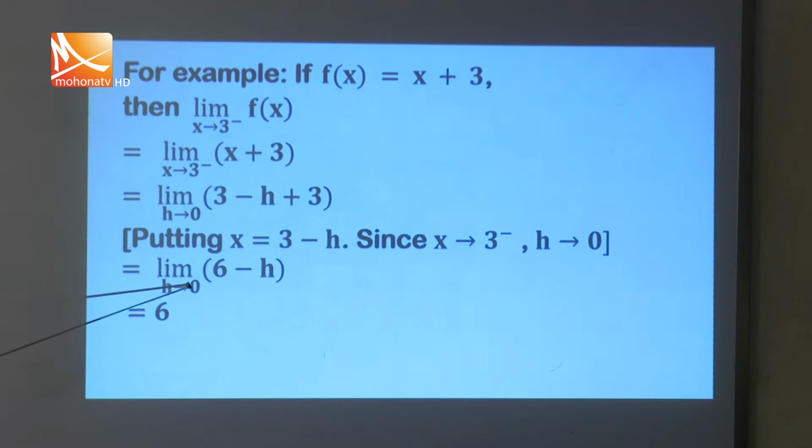So limit h tends to 0, 3 plus 3, this is h, 6 minus h. Since the limiting value h tends to 0, h is a small positive number like 0.00001. So it will be 5.99999 something, which nearly approaches 6. So the limiting value of f of x in this case is 6.